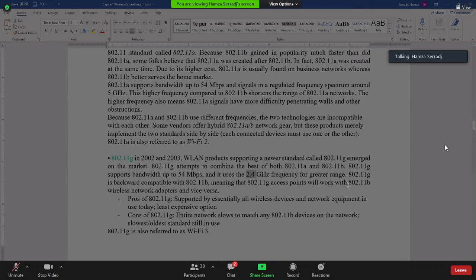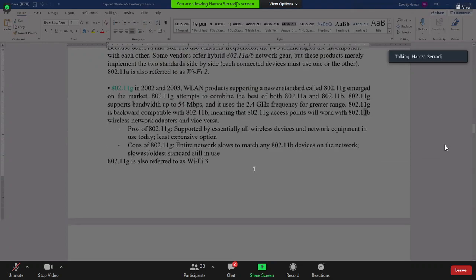We got the 2.4 frequency, backward compatible with B but not with A, meaning a G access point will work with B and vice versa. The problem is, if you have a network working with G and you have one device that is B inside, the whole speed is going to go down to B. That was a really big disadvantage of G. Because if you upgraded your network and everything is G, and one device, one phone, one whatever thing, connects to that access point using B, the older technology, it will still work, but the speed of the whole network is going to go down to B.